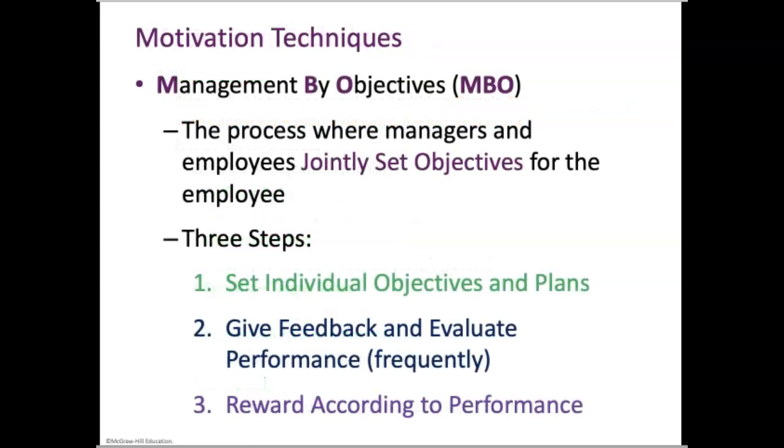Management by objectives, otherwise known as MBO, is a process where managers and employees jointly set objectives for the employee. It includes three steps. One is to set individual objectives and plans. Two is to give feedback and evaluate performance frequently. And the third is to reward according to performance.